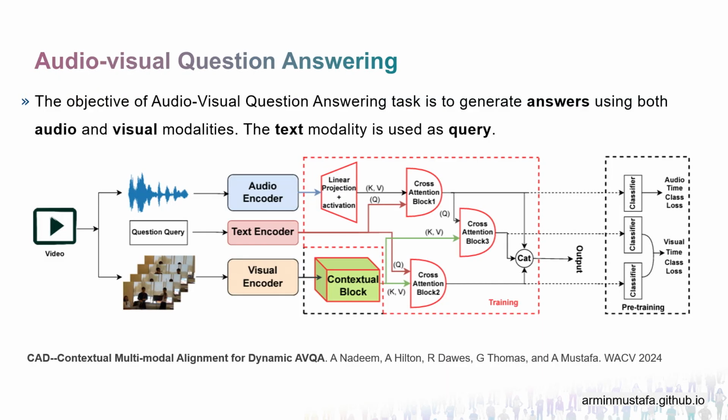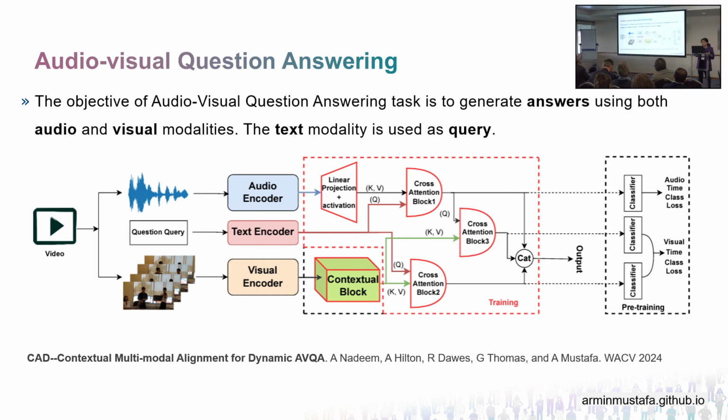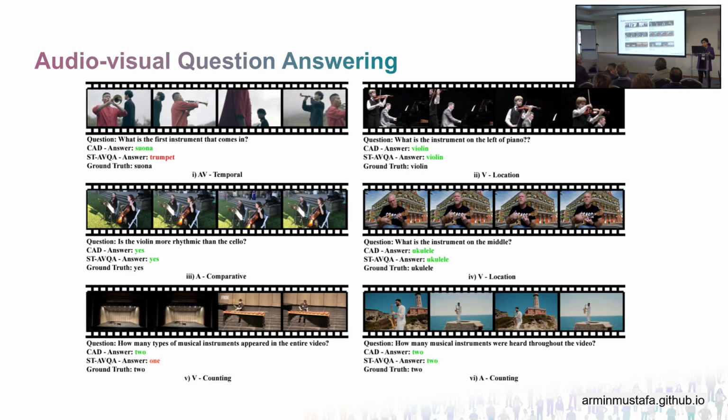So the next part in LLMs that we have worked on is audio visual question answering. Earlier we were only looking at the video data. Now we are looking at combining audio, visual and text data all together, encoding that information, and then applying cross attention across these different types of information to get the final output. So the text modality is used as a query, and this is what the results look like.